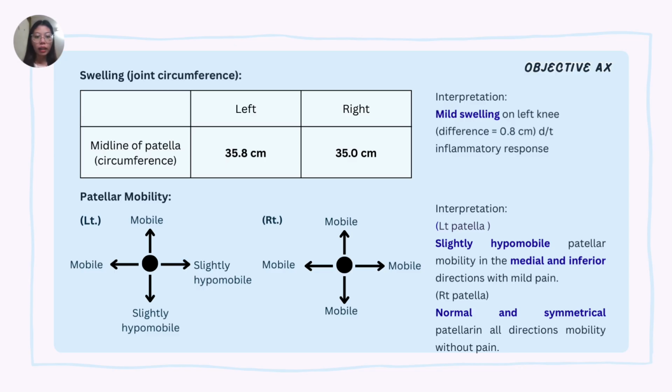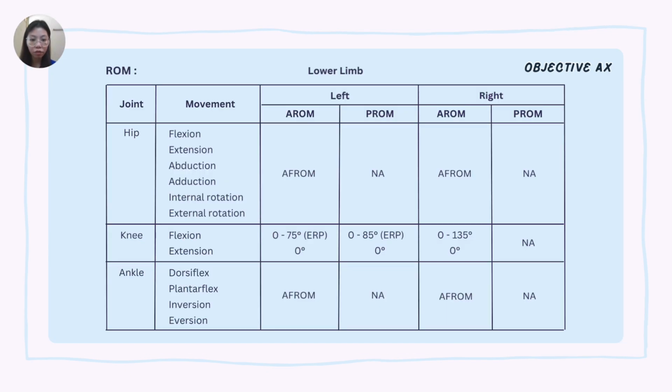The left patellar mobility is slightly hypomobile in the medial and inferior directions with mild pain, while the right patellar mobility is normal and symmetrical in all directions. Patient range of motion for the left knee flexion has improved. For AROM, patient is able to flex from 0 to 75 degrees. For PROM, it is 0 to 85 degrees.